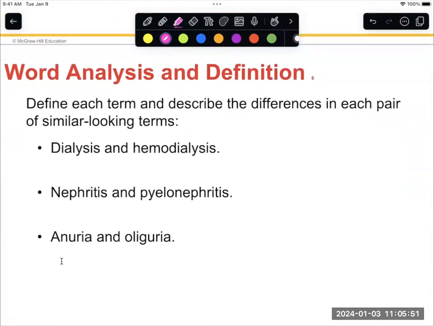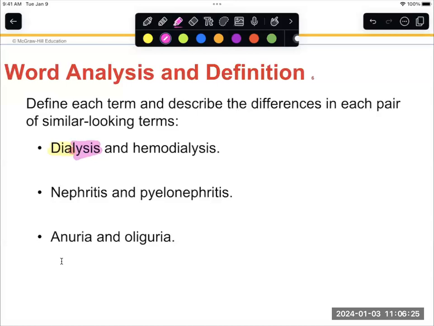Dialysis and hemodialysis. Dia is a prefix that means complete. Lysis means to separate. So dialysis is an artificial method of filtration through a semi-permeable membrane to remove excess waste materials and water from the body.